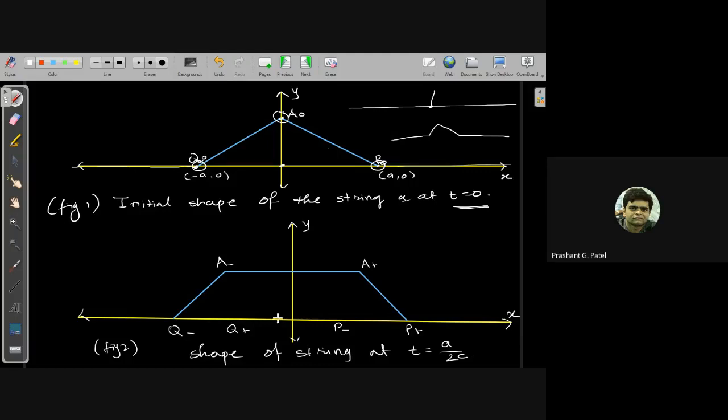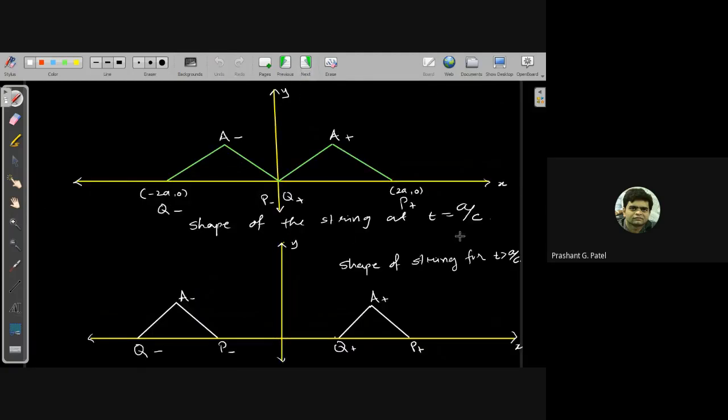So the shape of the string will be like this when t is equal to a upon 2c. When t is equal to a upon c, then the wave is like this, and when t is greater than a upon c, then it will have 2 waves going on the other side. So this way the hills go as time goes.